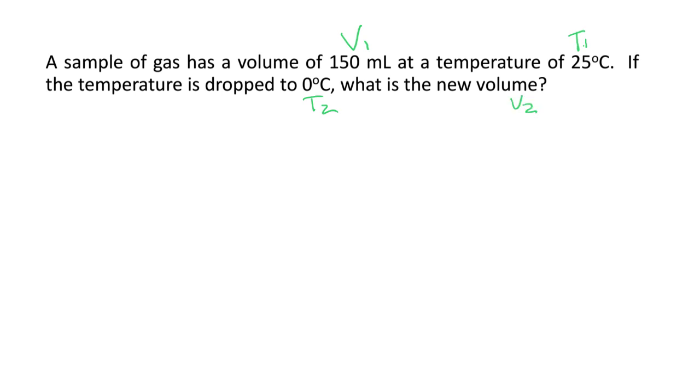Now don't forget, with the gas laws, temperature has to be in Kelvin, not degrees Celsius. So when I put these into the equation, I'm going to be adding 273 to both of these temperatures in order to get my Kelvin temperature. So our equation, of course, is V1 over T1 equals V2 over T2. Now we're just going to plug in the numbers.